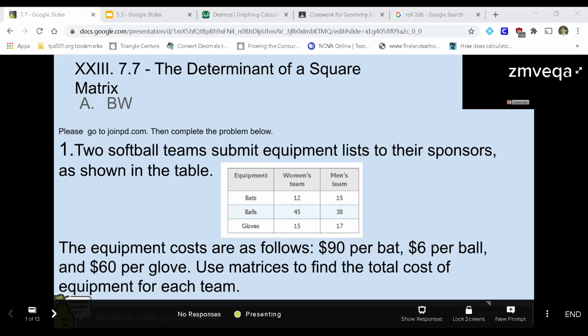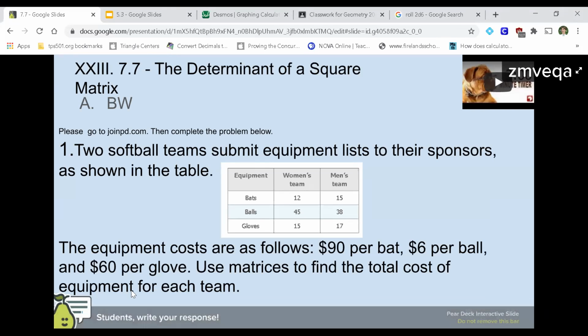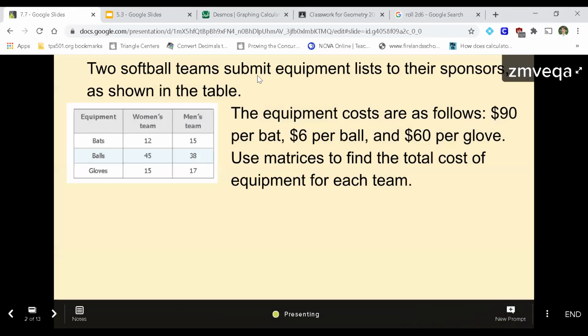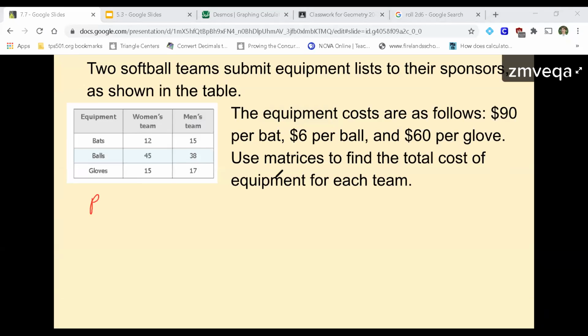Okay, so the key to this problem is to set it up properly. I think that's what we learned last time. So if I want to find out the cost of the equipment for each team, I need to take the price times the amount I need. Okay? So I'm going to set up two matrices. The first matrix is going to be my price matrix. And I want to follow the order they have here. So I'm going to do bats first, then baseballs.